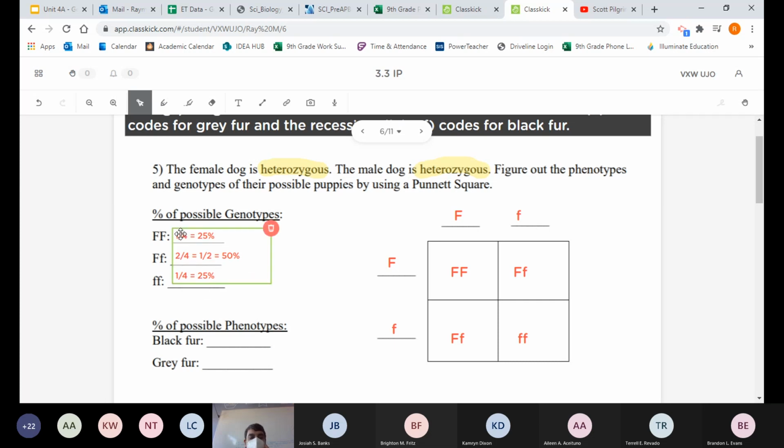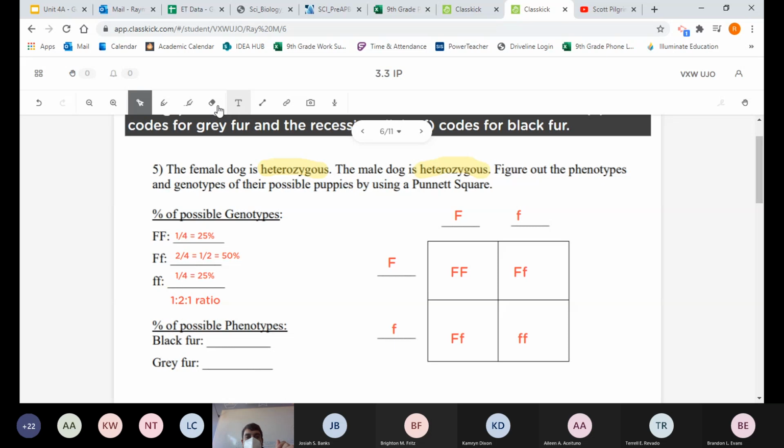Now, this is often referred to as a 1 to 2 to 1 ratio. The star likes to say that sometimes, so just keep that in mind. Two heterozygotes will always result in a 1 to 2 to 1 ratio. So that means that for every one of these, you have 2 of these and 1 of these. That's all that means. Now, your phenotypic ratio, a little bit different, right?